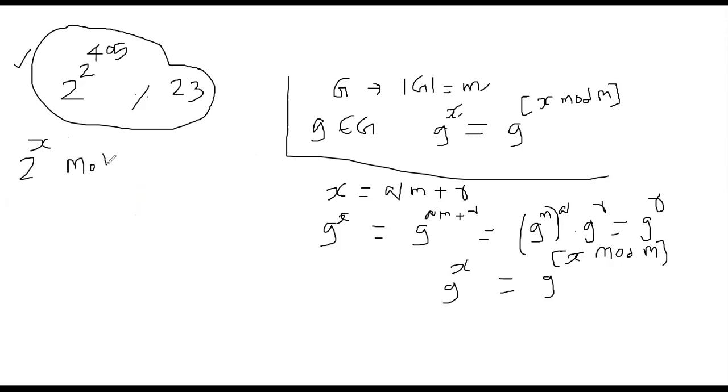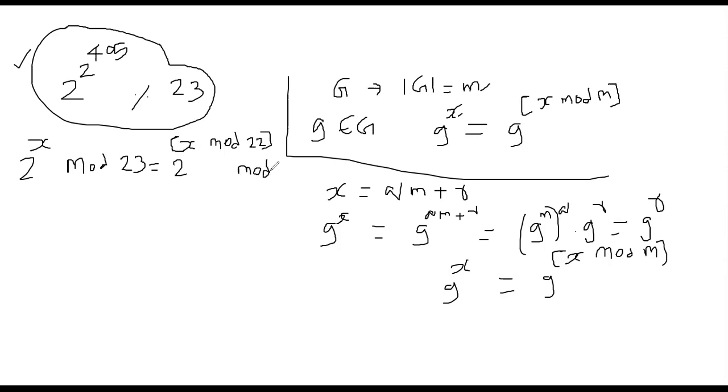X is a large number, 2 power 405. Okay, where X is 2 power 405. So we know that this is same as computing 2 power X mod 22. Okay, this is important. It's not 23, it's 22. Reason being the group. Let me explain why I say 22 here, mod 23.